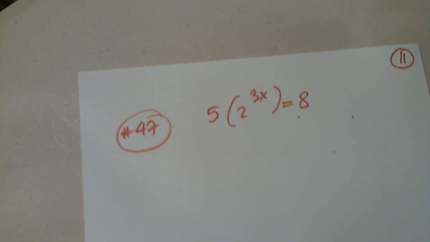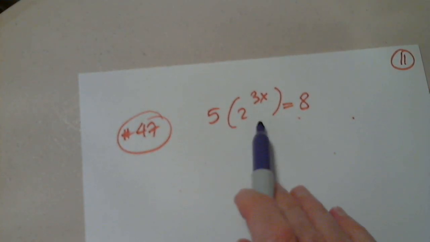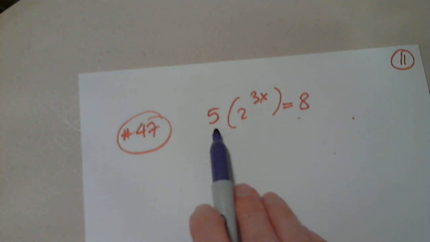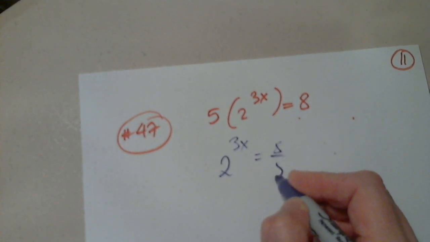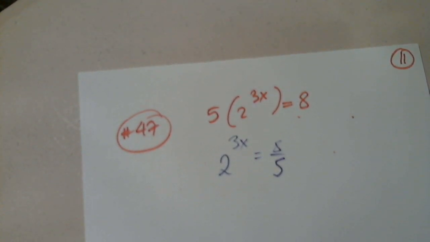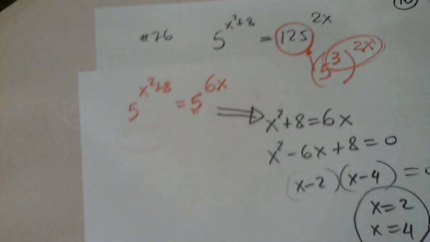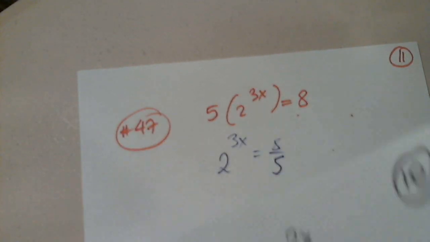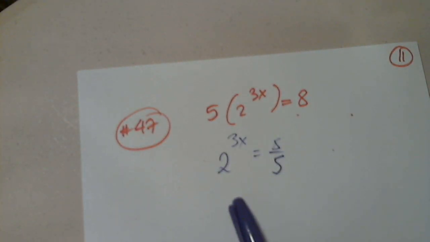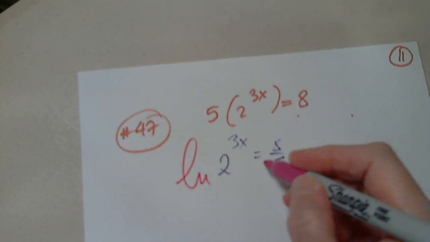Okay. No, you cannot distribute. There is no distributive law here. You can divide both sides by 5. So 2 to 3x equals 8/5. Unfortunately, 2 and 8/5 can never be presented with the same base. Lucky situation. Lucky situation. But not here. 2 will never be written as 8/5 or vice versa. I can only apply natural log or common log to both sides.